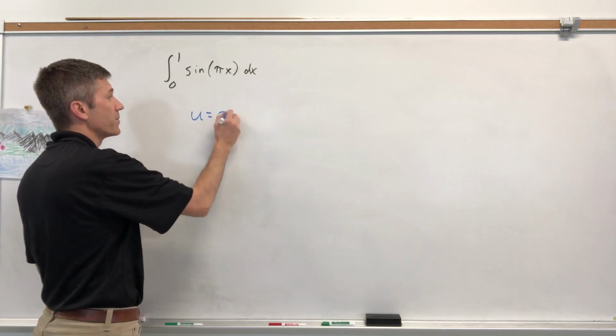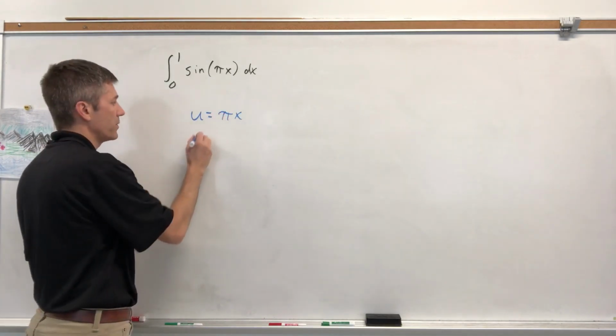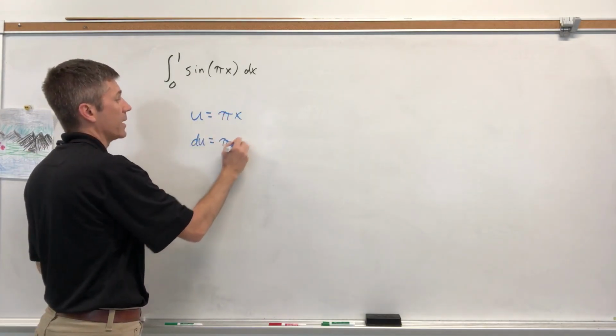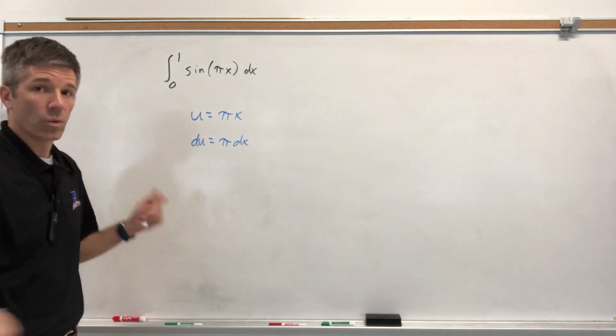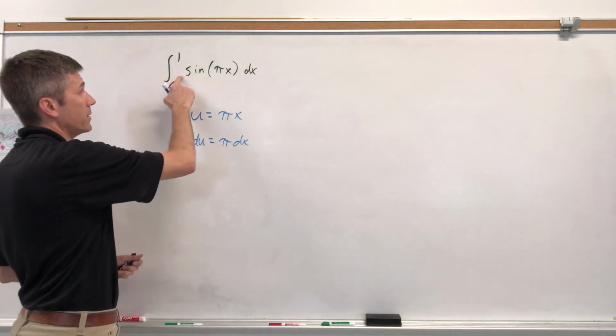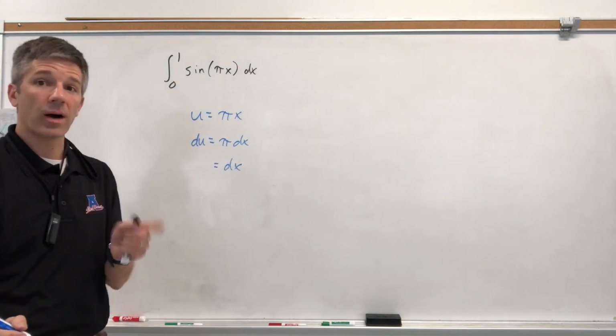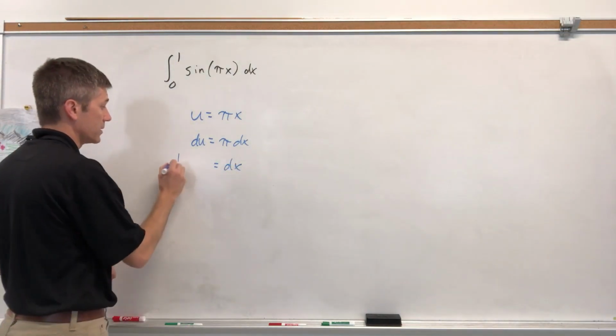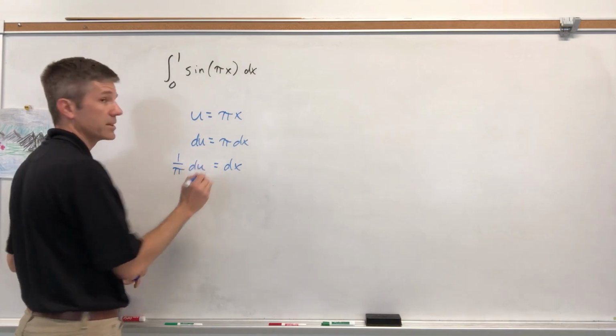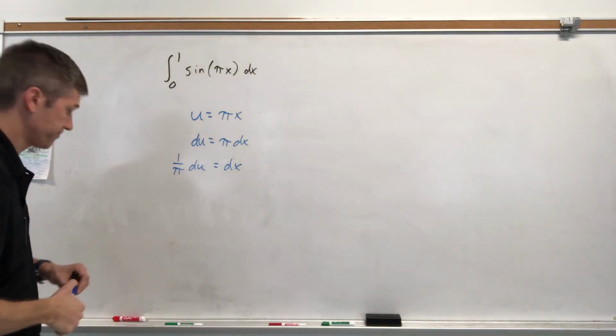The inner function is pi x. The derivative of pi x is pi dx. I don't want pi dx, I want 1 dx. So I'll get my 1 dx. And I've got my 1 by dividing by pi. So I have 1 over pi du. Okay, let's move on.